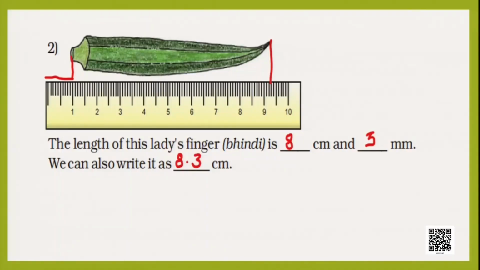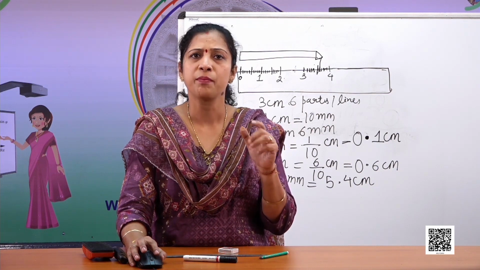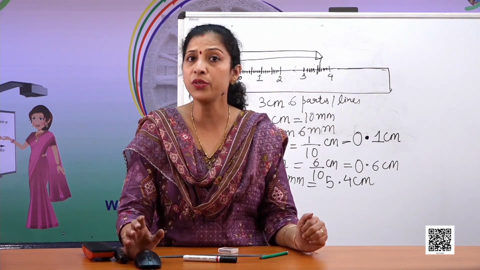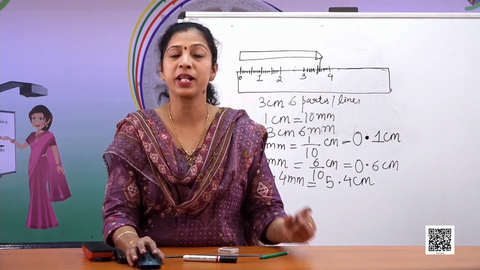Now you can see the length of this lady's finger. The length of this lady's finger is written as 8 centimeter and 3 millimeter. But let's find out whether it is correct or not. Because from the marking you can see that it is ending at 9.3. So why is it written as 8 centimeter and 3 millimeter? Yes, children, this is very important. The time I told you just now, the zero marking is very important. But if you are measuring something which is not starting from 0, then how do you find the length? Are we going to take the last length which it is showing? No, it will be completely wrong.